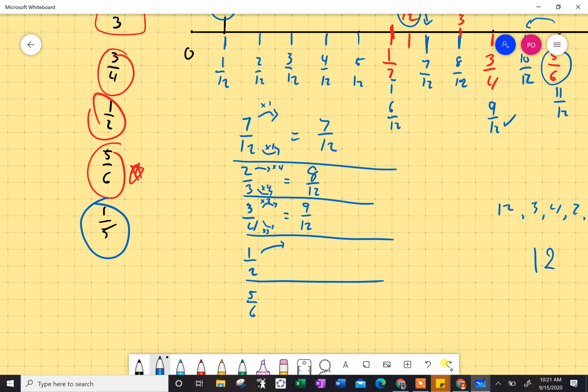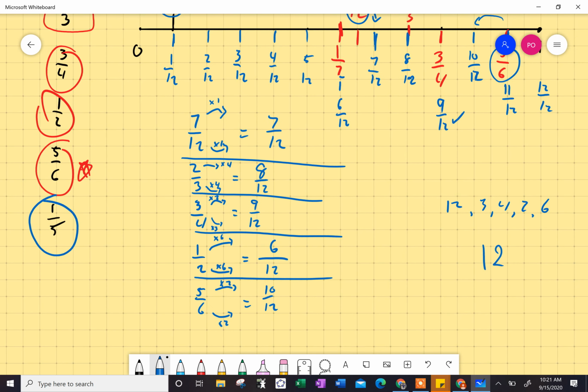1/2, I'm going to have to multiply by 6 because I want to change the denominator 2 into a 12. And then here, what do you think? If you said 2, you're correct. And that becomes 10 twelfths.